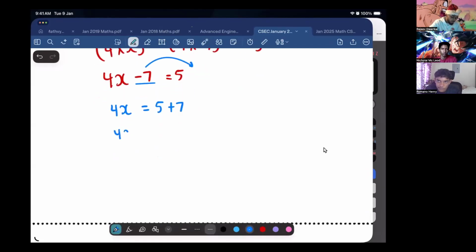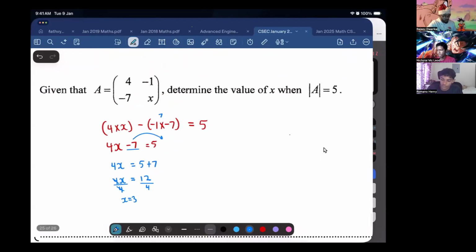So what is 5 plus 7? 12. Right? 4 by what is 12? 3. So x will be 3. But in long working, you divide both sides by 4, so the 4 would cancel off and that would leave you with 1x. 4 into 4 is 1. So x is equal to 3. You understand this question? Yes, sir.